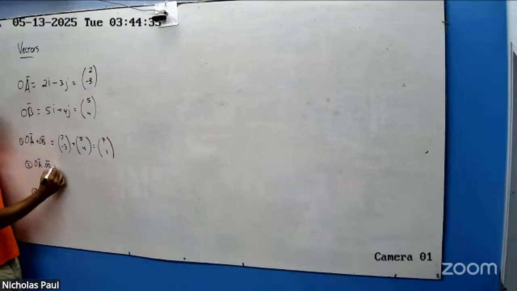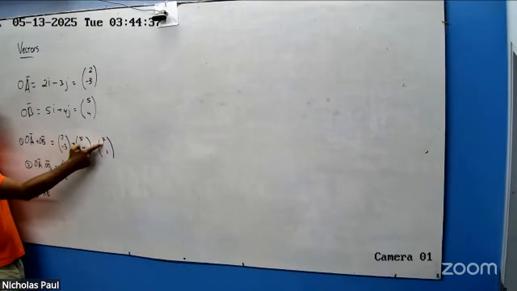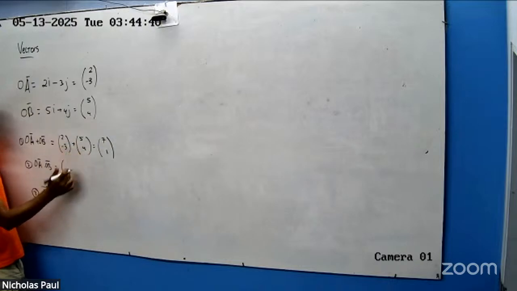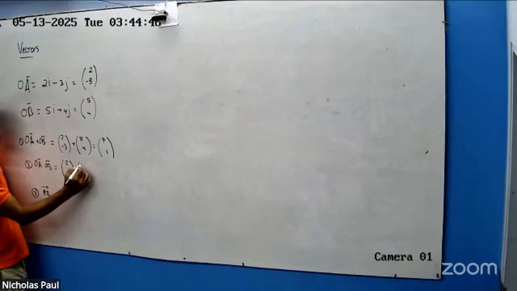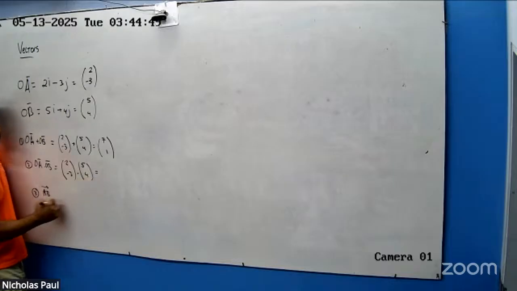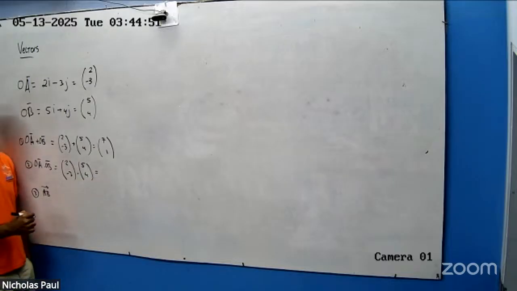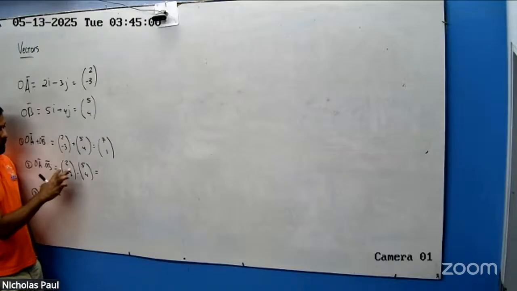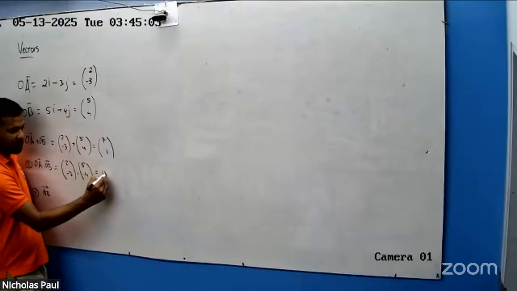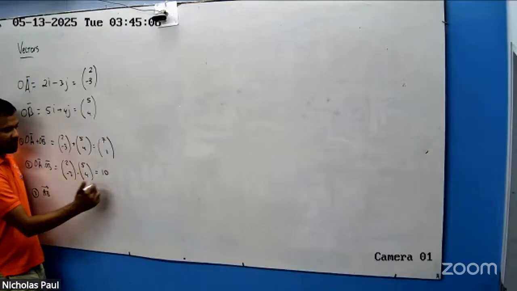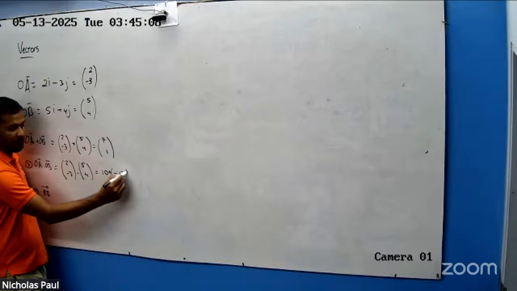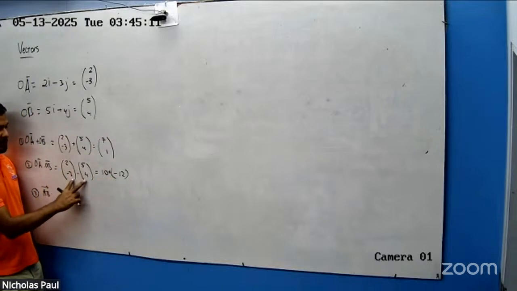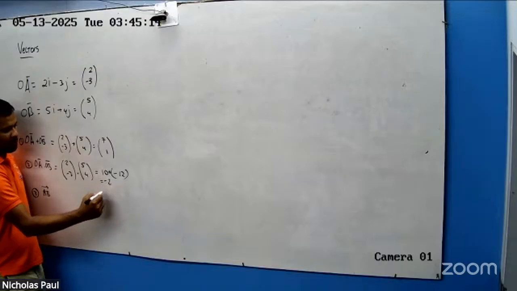So I'm just going over what we did before. 2 plus 5, 7; minus 3 plus 4. So you add the x, add the y. And whenever you multiply the vectors, you multiply the x, you multiply the y, and then add them. Multiply the x, multiply the y, and then add them. So the answer is minus 2.